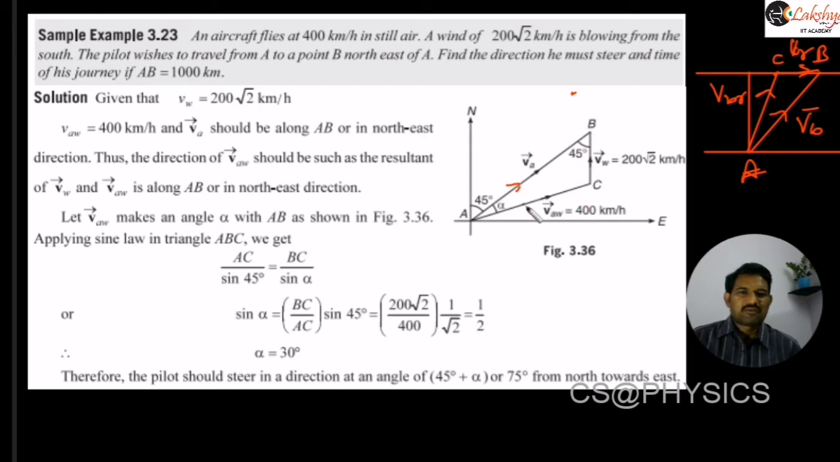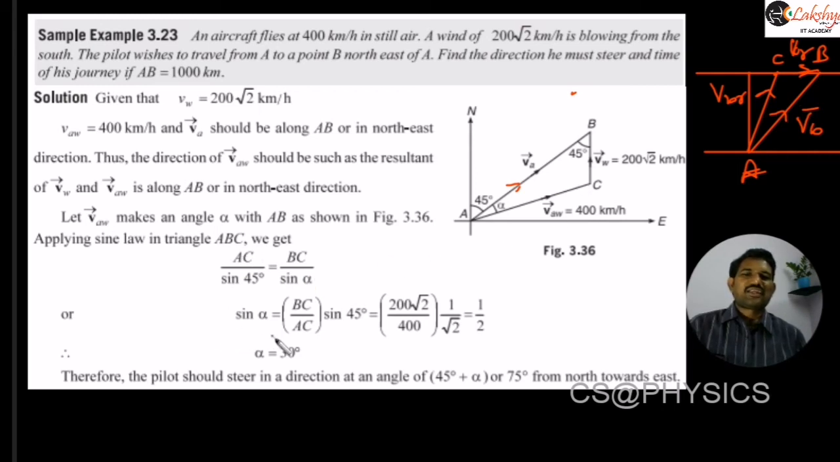Next, BC by sine of its opposite angle, and the opposite angle is nothing but alpha here. I think all of you remember Lami's theorem, and we are applying it here. You can also write AB by its angle, but that is not required here. With this only we can calculate our required data.